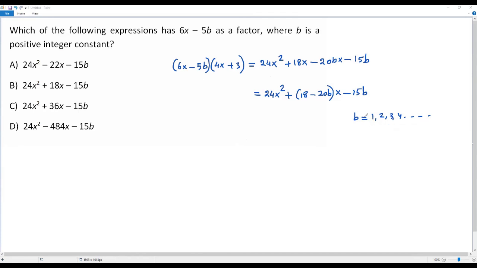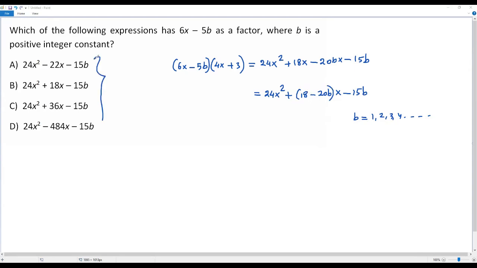Now let me consider the least value of b, that is 1. When I plug in 1 for b over here, 20b becomes 20, that is, we have 18 and negative 20, so it becomes a negative value. Even when I consider the smallest value of b, we get a negative coefficient for x. If I consider the second value of b, 2, when I plug in 2, 20 times 2 is 40, that is I'm getting 18 negative 40, again a negative value. For all positive integer constant values for b, I am getting a negative coefficient for x.